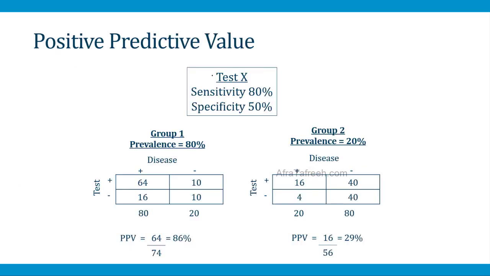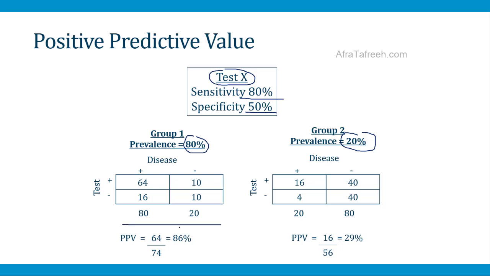To make this more clear, let's imagine we have a test called test X with a sensitivity of 80% and a specificity of 50%. And let's imagine that we're going to use it in two different populations. In group 1, the prevalence of disease is 80%, but in group 2, the prevalence is only 20%. Well, what I'm going to do is the same thing that I did on the sample question 2 slides ago. I'm going to create a hypothetical group of 100 patients.